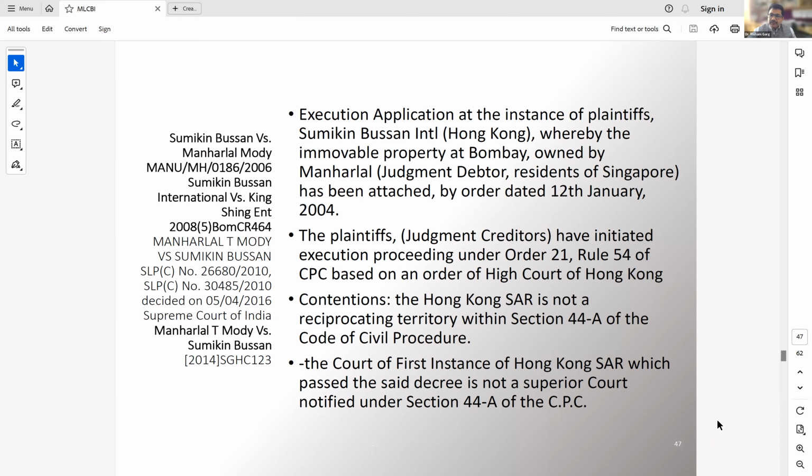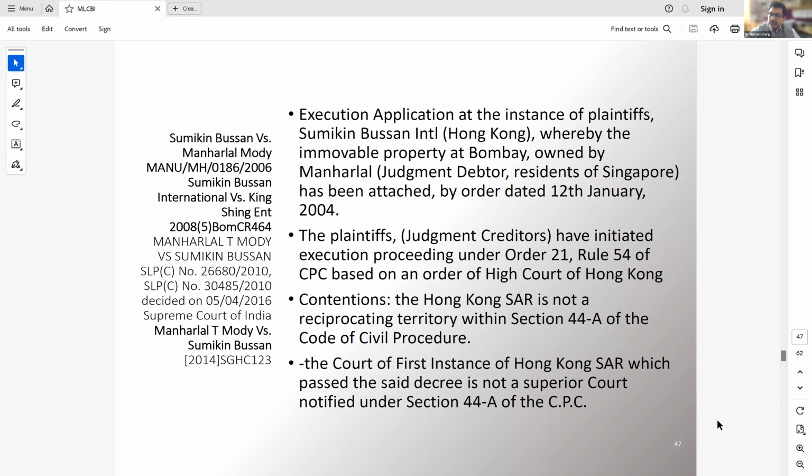So there are provisions in the CPC, Sections 13 and 14 of the CPC, which provide for the recognition and enforcement of foreign judgments and orders. And also there is Section 44A, which provides for the direct enforcement of foreign decrees, but they must be from a reciprocating territory and of a superior court.